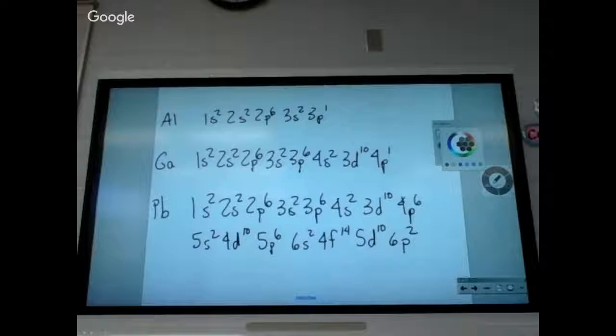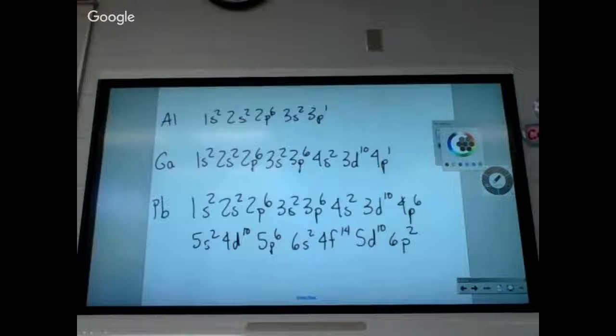All right, we got it written? All right, so if we look at aluminum, aluminum is a pretty typical electron configuration. I gave you lead simply because we're going to do lead in shorthand. We're not going to write that one longhand again after we've done it this time.